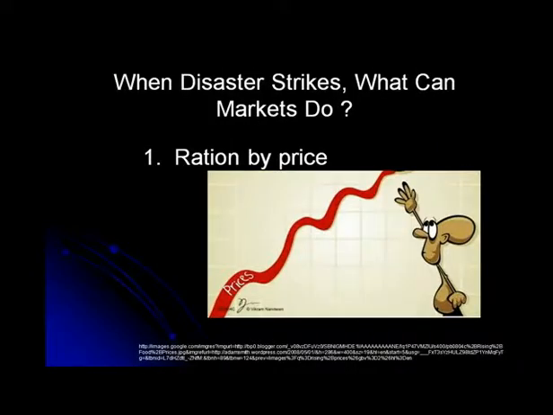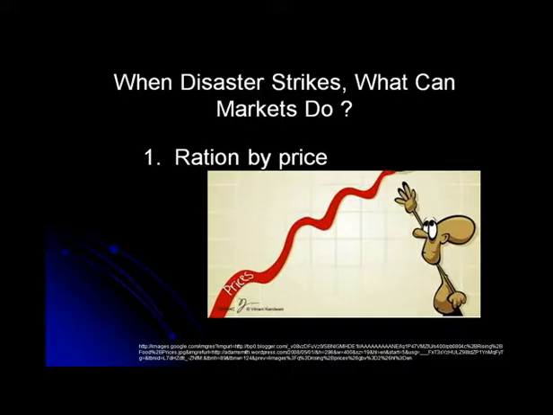To recap, then, we've used another economic model, the supply and demand graph, to show two potential impacts of disaster on markets: supply shocks and consumption shocks. And then to identify what markets can do to mitigate the increased scarcity that such shocks represent. Thus, the first part of our answer to when disaster strikes, what can markets do, is to simply say, raise prices, because we now understand all that that implies.